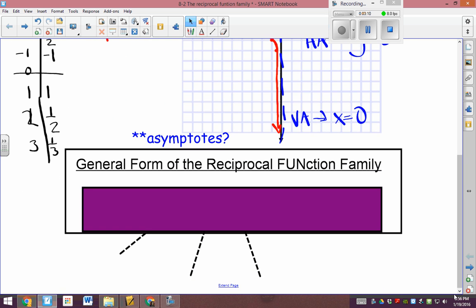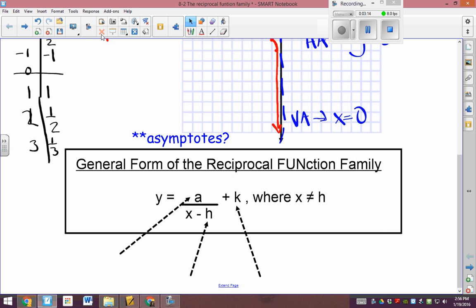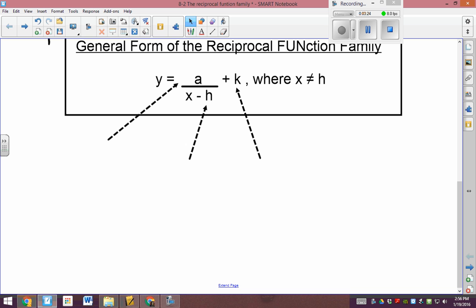Okay, so now we're going to give you the general form of the reciprocal functions. Whew, that looks kind of scary. I'm going to move these arrows a little bit so that they can see. All right, so if you take out the h and k, we're back to what we started with. Wait a minute, h and k? That sounds very familiar. Okay. Wish they'd done it j and k, because that would be us.